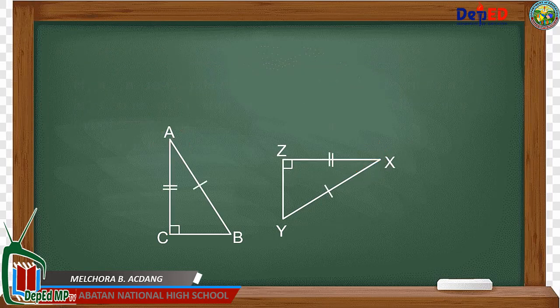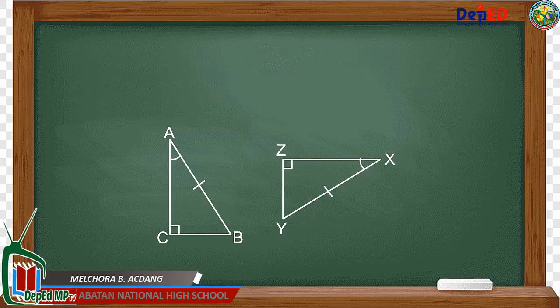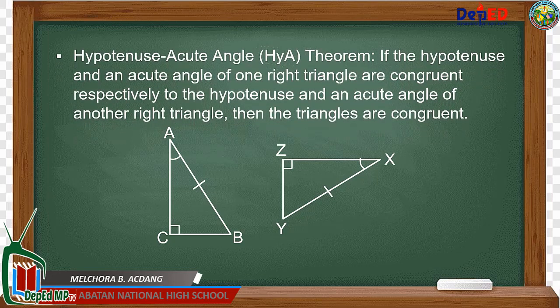The fourth theorem is the hypotenuse-leg theorem. If the hypotenuse and a leg of one right triangle are congruent respectively to the hypotenuse and a leg of another right triangle, then the triangles are congruent. The fifth theorem is the hypotenuse-acute angle theorem. If the hypotenuse and an acute angle of one right triangle are congruent respectively to the hypotenuse and an acute angle of another right triangle, then the triangles are congruent.